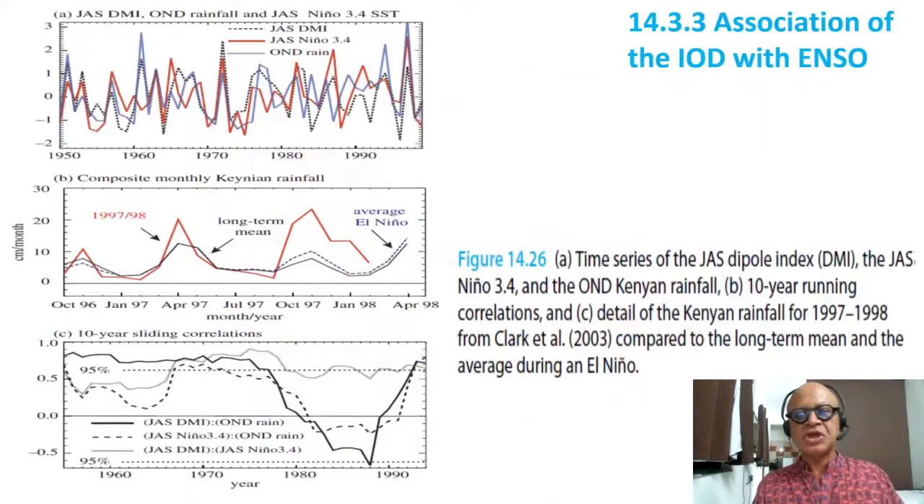So this is talking about association of IOD with ENSO, looks at the dipole mode index, which is the sea surface temperature anomaly differences between the east and west, and looking at Nino 3. If you just look at annual correlations, the correlation is rather low. But if you look at correlations in SON when the IOD happens, then the correlation is quite significant. And there is a correlation with the OND rainfall over Kenya.